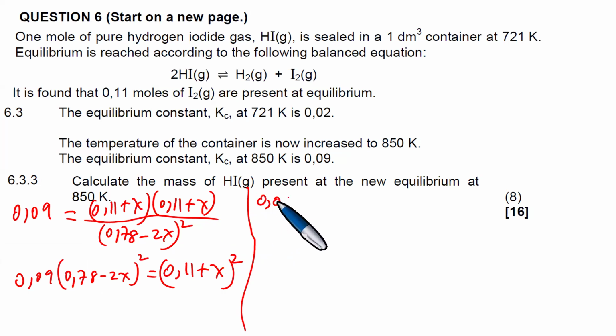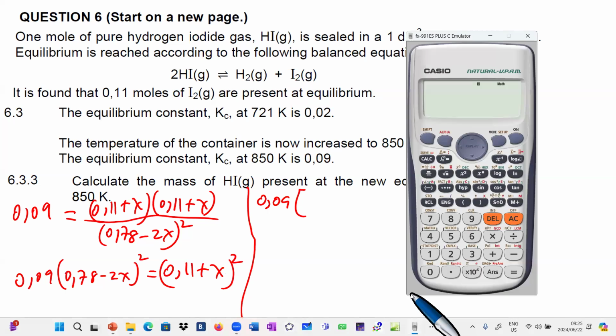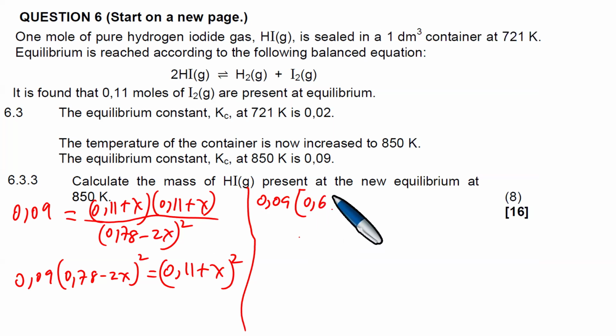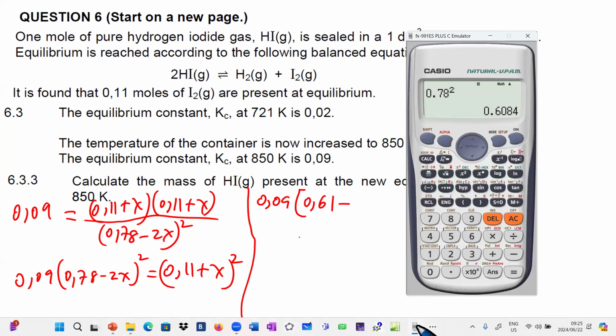So it is 0.09, and then we square this, which is 0.78 squared. Let me launch a calculator so that you can see how this thing is done. We just need to do a couple of calculations. 0.78 squared is 0.61. Okay, we're squaring this one, minus 2 times 2, which is minus 4 times 0.78. Let's try to do this a little bit faster.